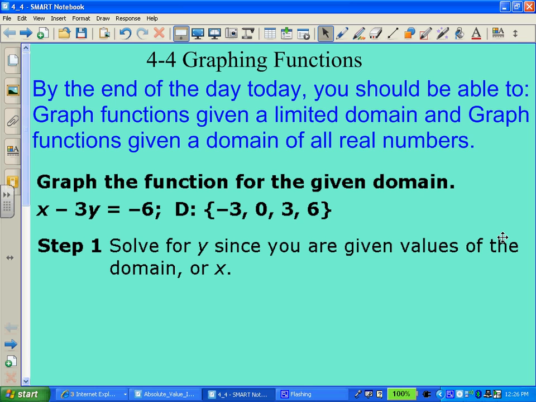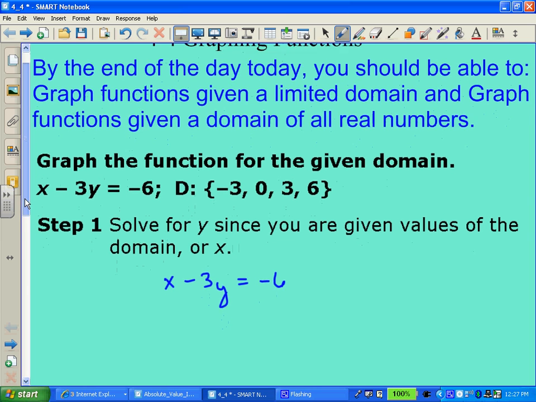So the first example that you see here is a function with a limited domain. So you see the function there, and then they tell you the domain values that they want you to use. So the very first step here is to solve for y in the function. Now we won't always have to do this. Sometimes it'll already be solved for y, but in this case it's not.